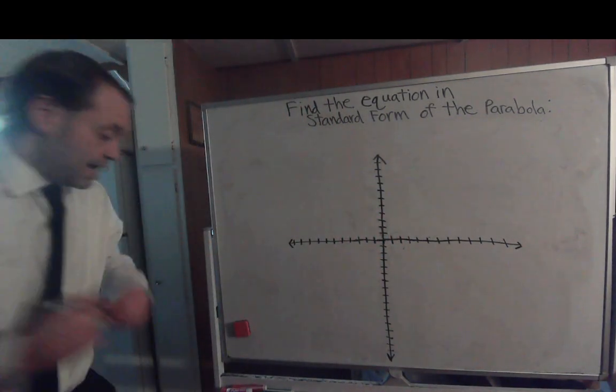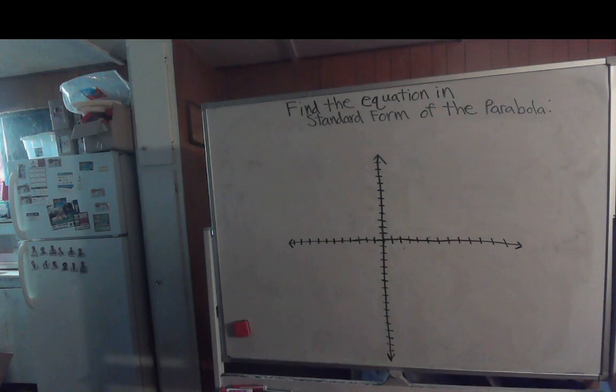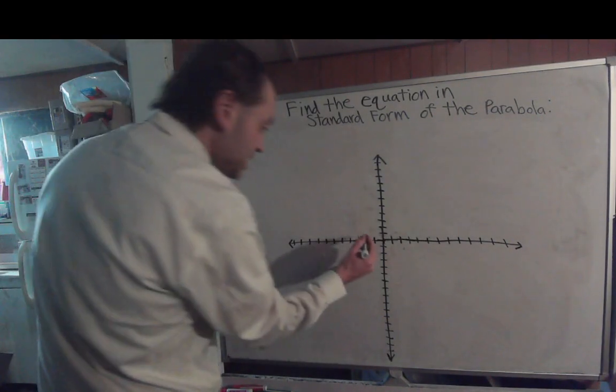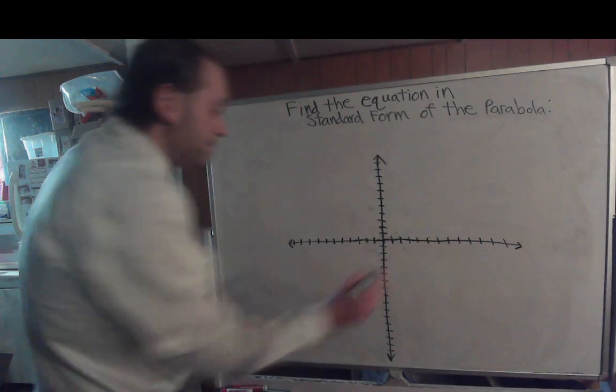What do we have now? We have a parabola with intercepts at -2, 0 and +1, 0.